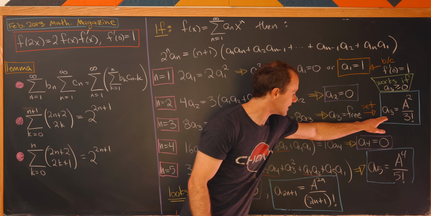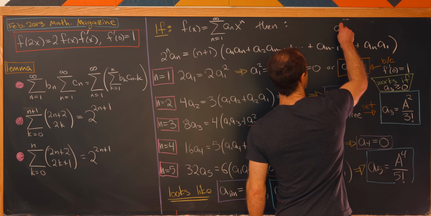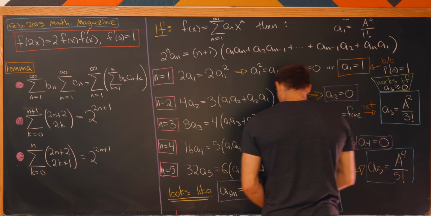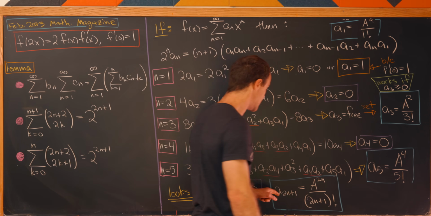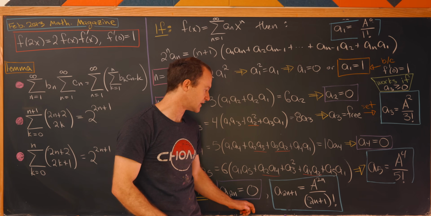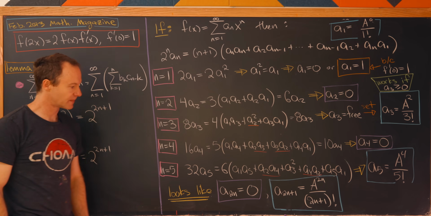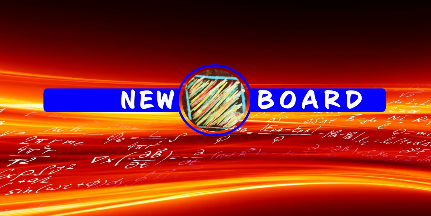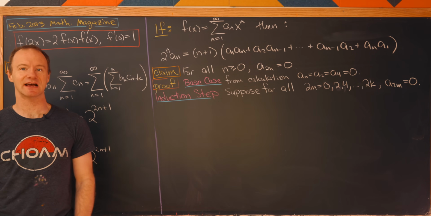But looking at A3 and A5, along with maybe a new version for A1 as A to the 0 over 1 factorial, you'll see that all of these odd terms, including A1, seem to satisfy this rule down here that I have in blue, which is A(2n+1) equals capital A to the 2n over (2n+1) factorial. Okay, so now I'm going to prove these closed forms using induction on the next board.